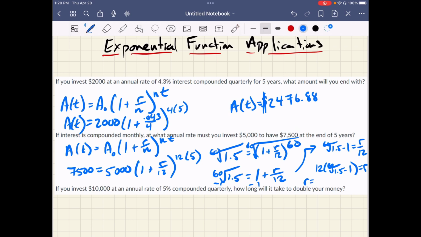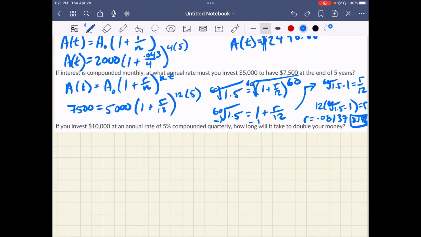So what I know is r, once I type it in, I know r equals 0.08137. And if I change that to a percentage, I get roughly 8.14%. All right, on the last one, I still have an interest rate question.